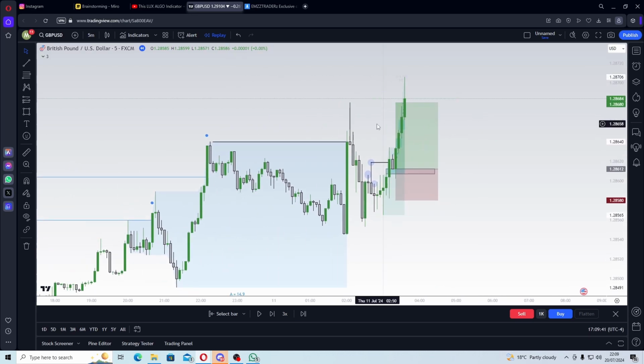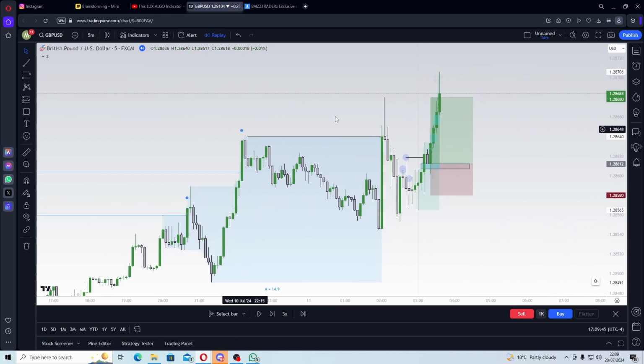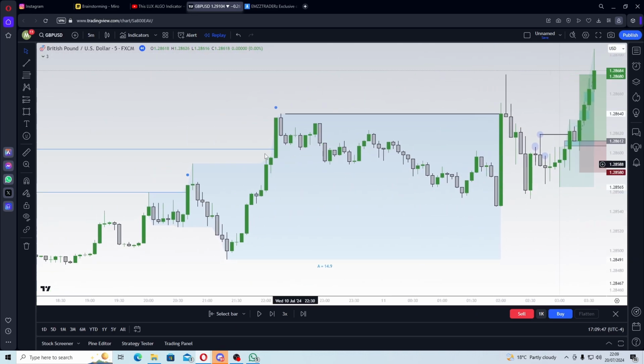Now I'll be showing you one last time how to actually do this, because I don't like exposing this too much because it works so well. Okay, I'll be showing you one last time.